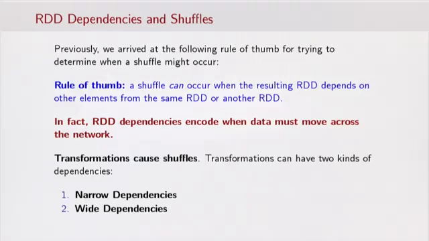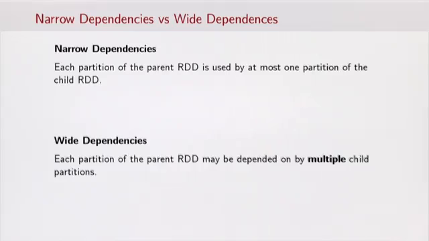So that brings us to transformations. We know that transformations cause shuffles, and we know that dependency information can tell us when a shuffle might occur. To differentiate between these, we can actually define two sets of dependencies called narrow and wide dependencies that can tell us when shuffles will happen. We're going to go more into depth about what a narrow dependency and a wide dependency means in this session. So let's define narrow and wide dependencies.